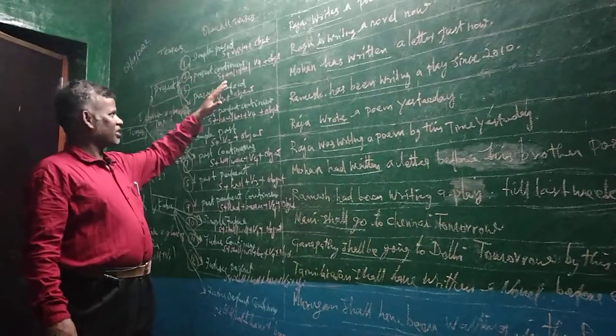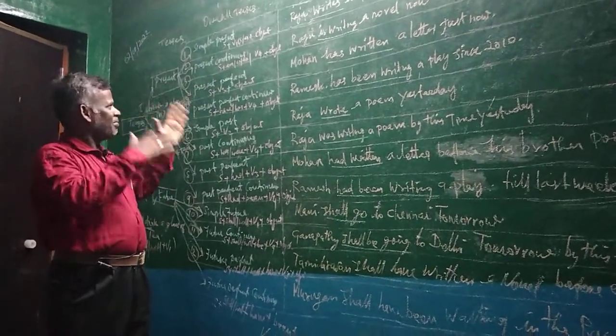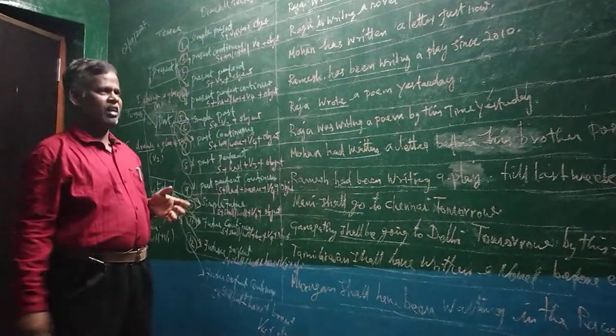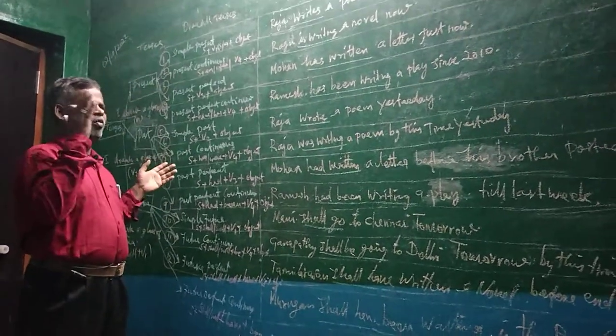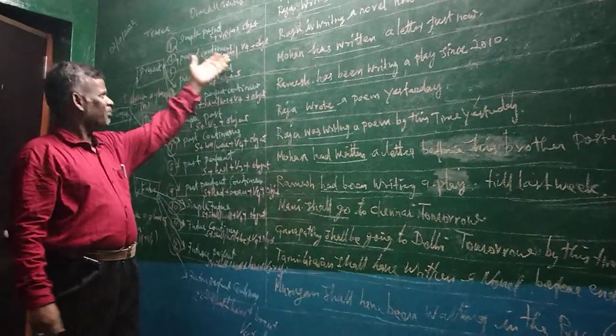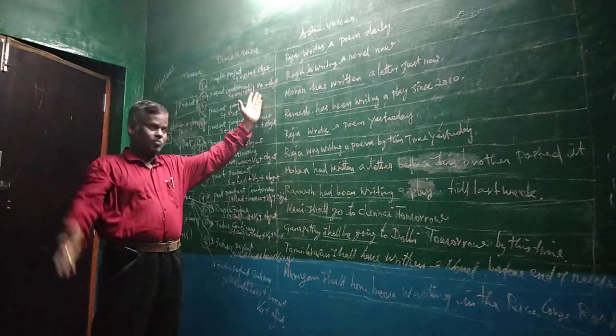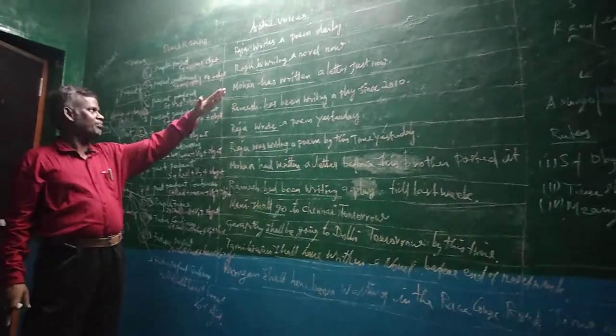In the present continuous, subject plus am, is, are. As we have discussed, the helping verb is am, is, are, plus V4, that means the present participle, the ing form, plus object.